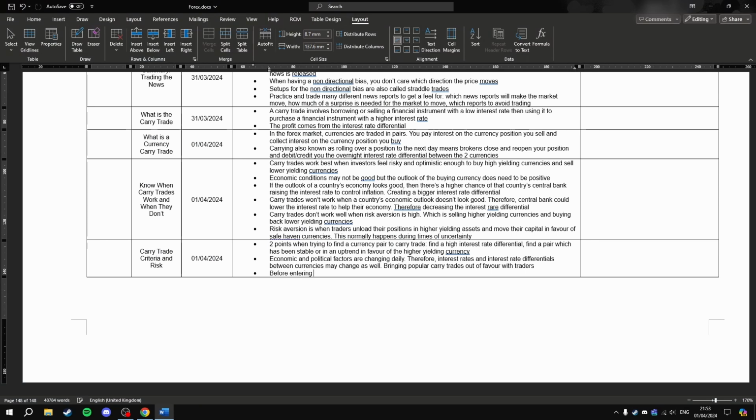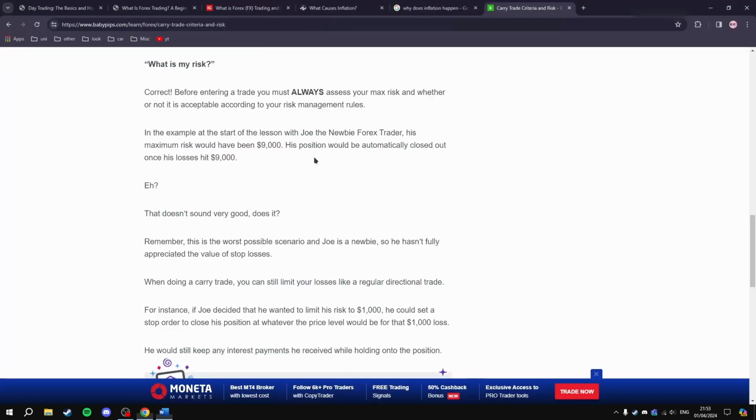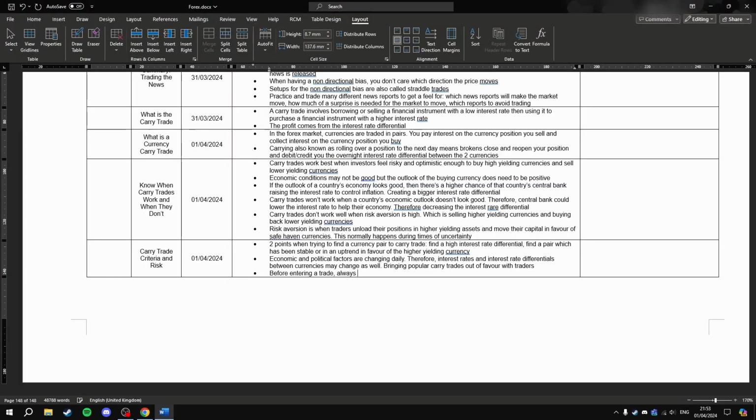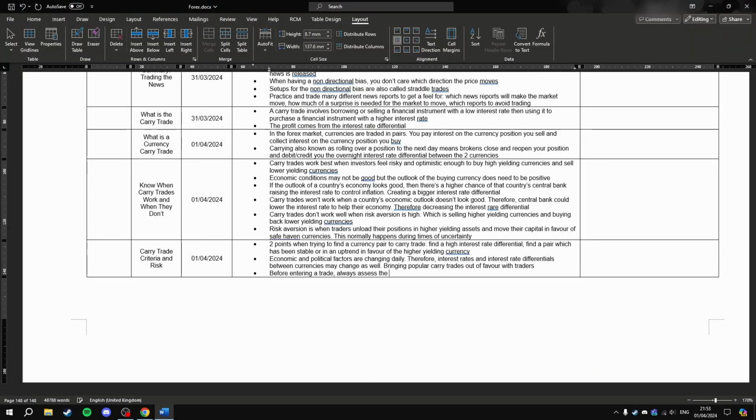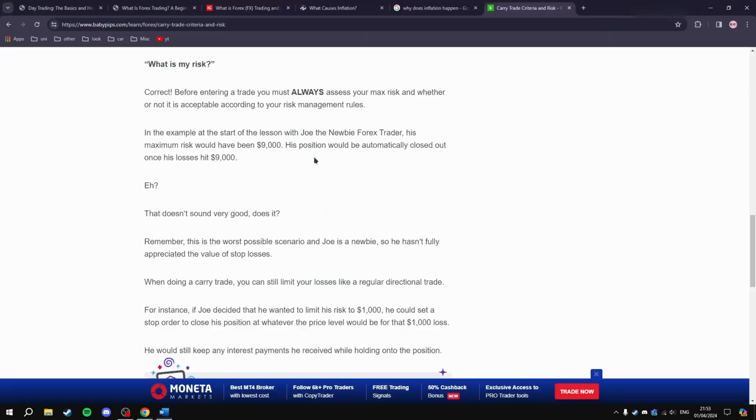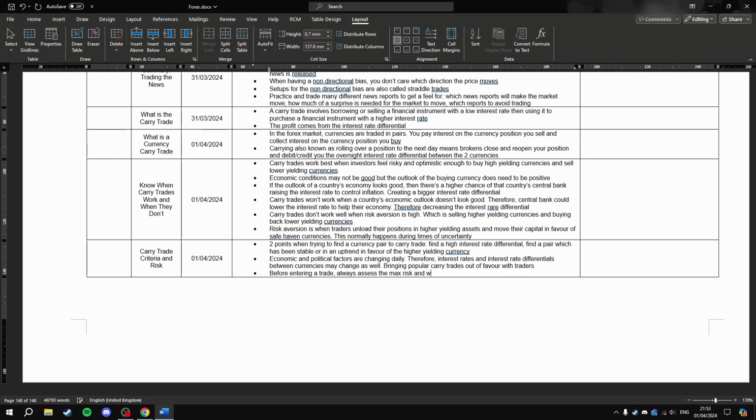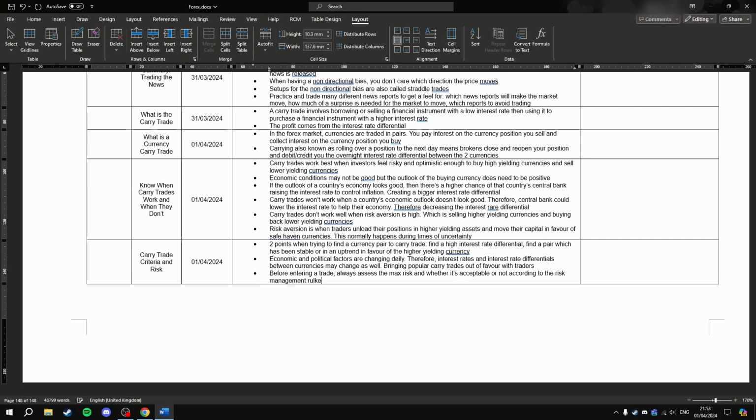Before entering a trade, always assess the max risk and whether it's acceptable or not according to the risk management rules.